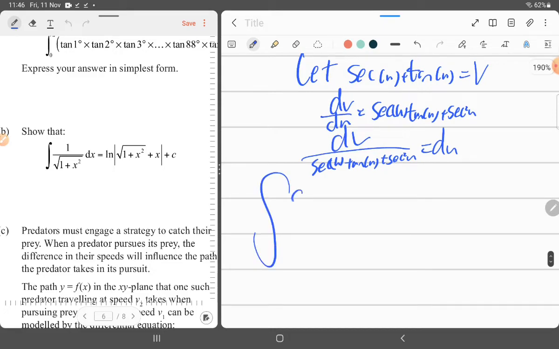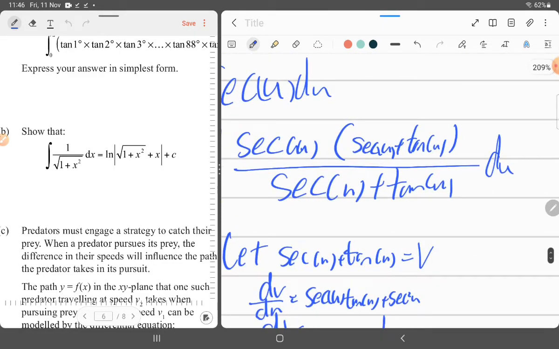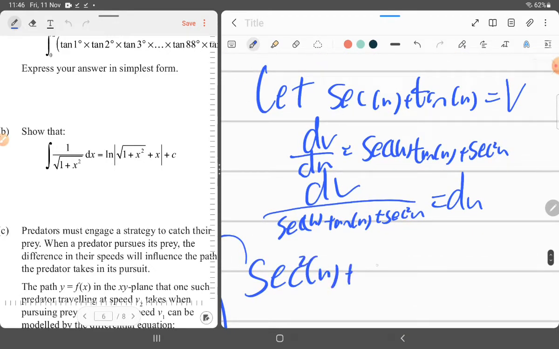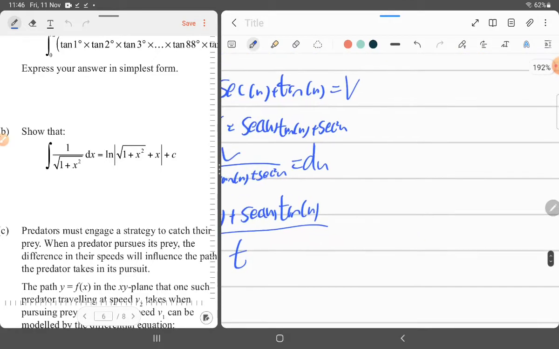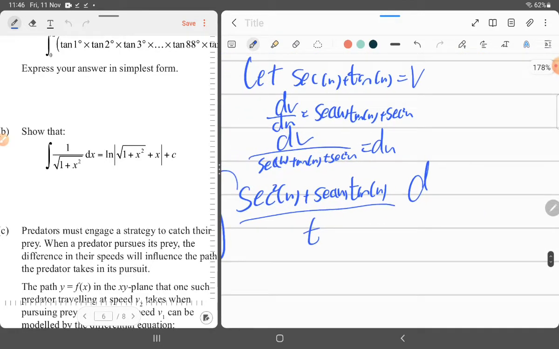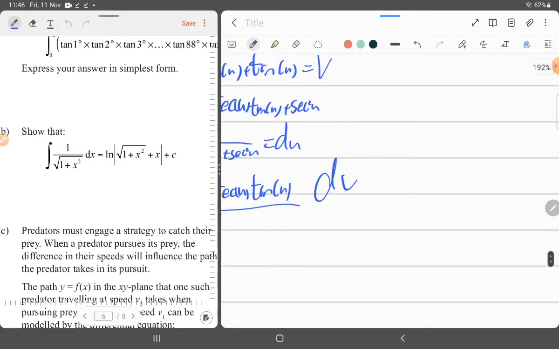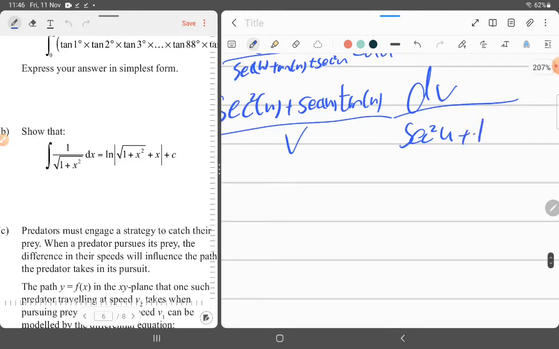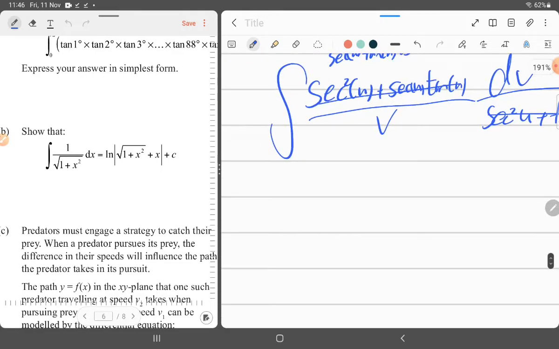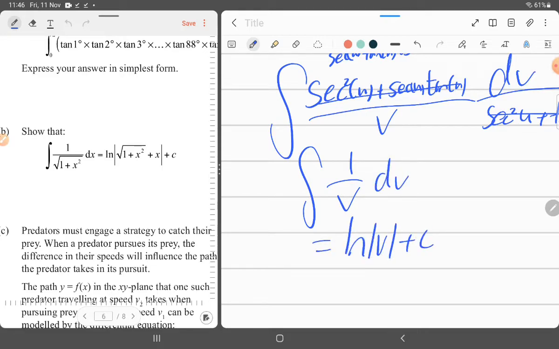So the integral of, if you expand this, that's sec squared u plus sec u tan u all over... Oh wait, I know. We made the substitution of v. It's dv over sec squared u plus tan u sec u, which these two nicely cancel out. It's the integral of 1 over v dv, which is equal to natural log of the absolute value of v plus c.